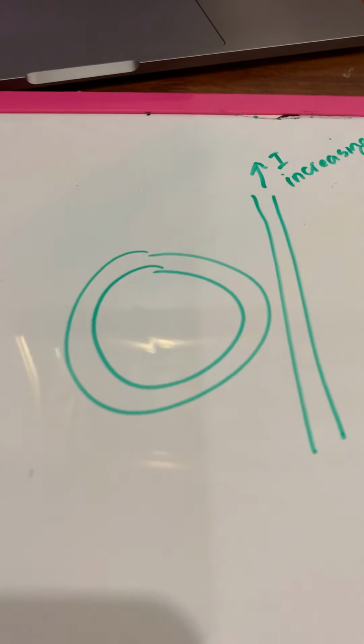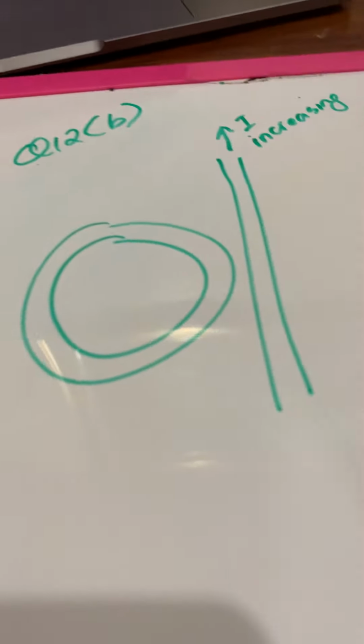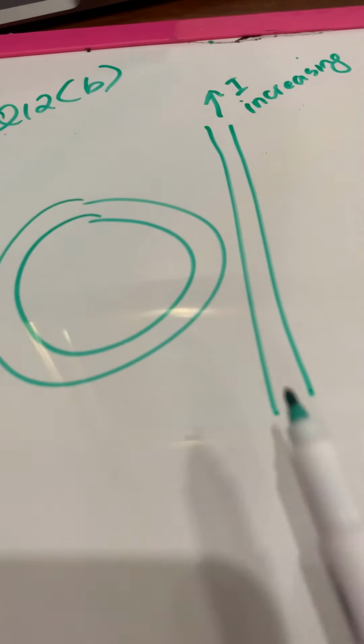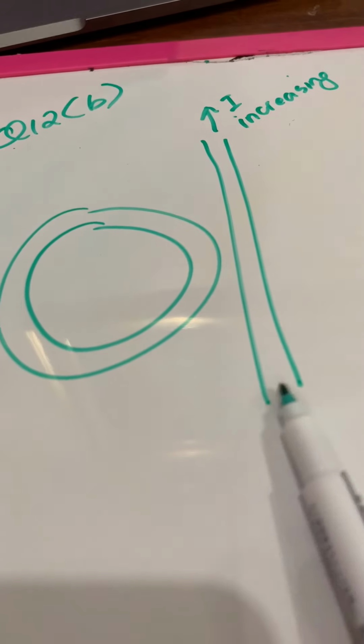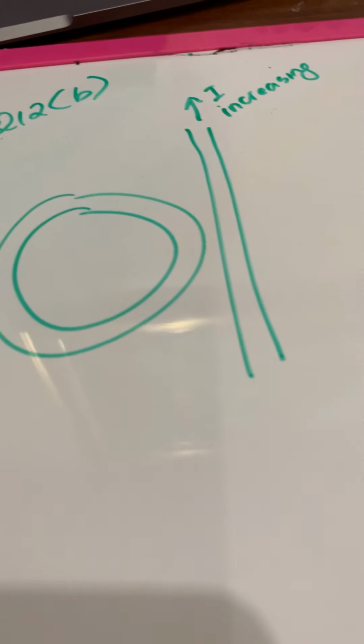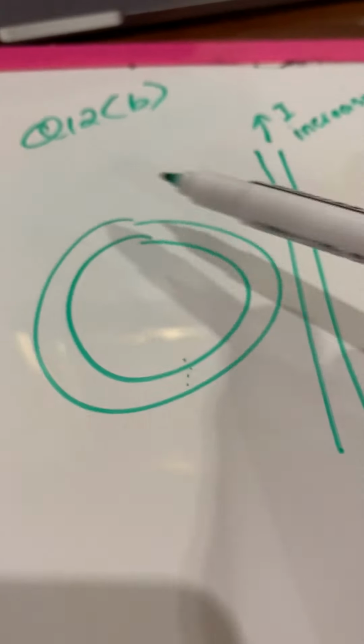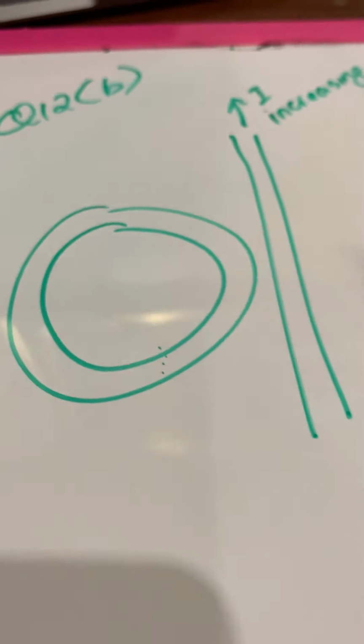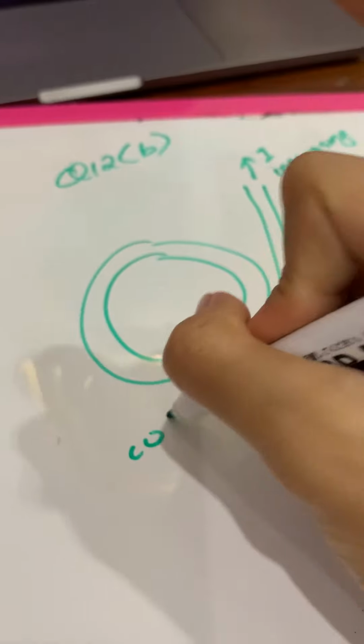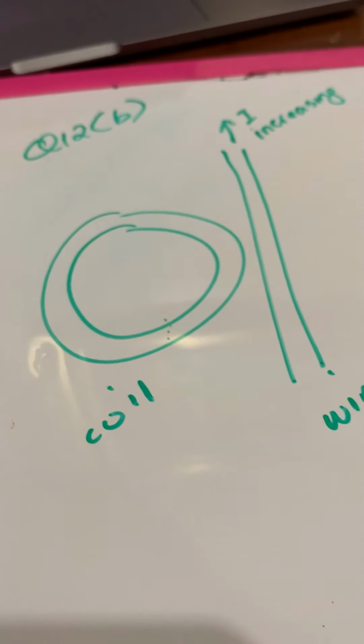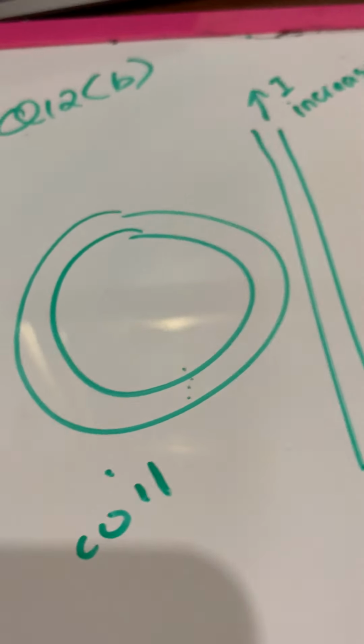Okay, so this is question 12, part B. The question asks, if the wire carrying conductor carries increasing I, what is the direction of induced current in this coil? So this is a wire and this is a coil. Both are conductors, which means that they can conduct current.